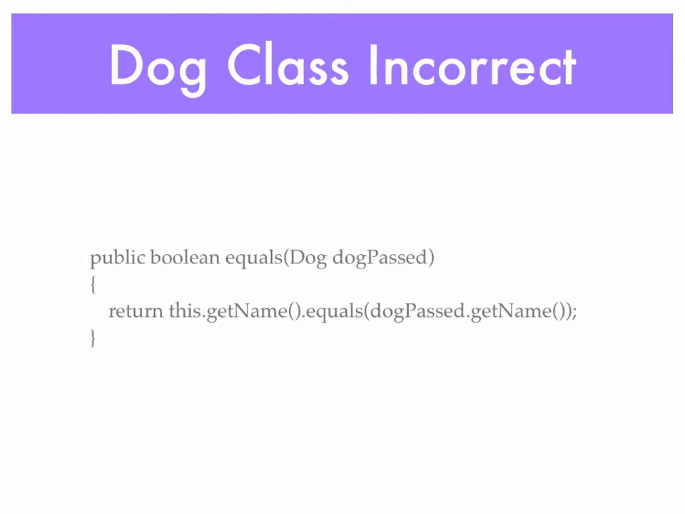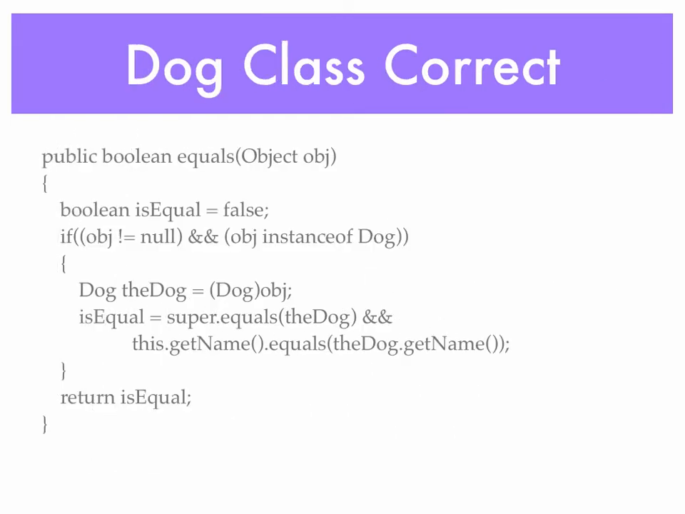But this isn't correct. While we take care of looking at the name, we haven't looked at the gender. And so while this method will tell us that the names of two dogs are the same, it doesn't tell us that the gender is the same. So let's look at the right way to do this.